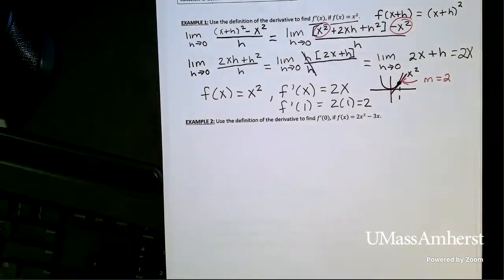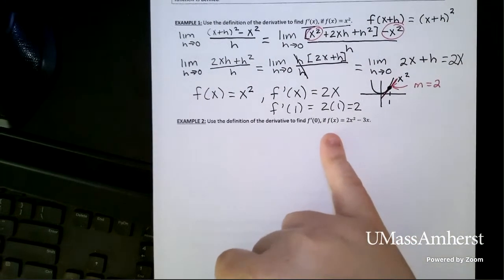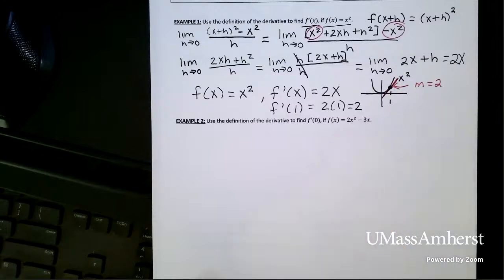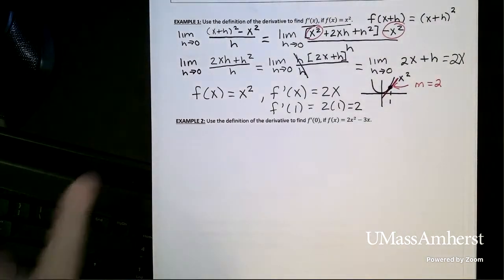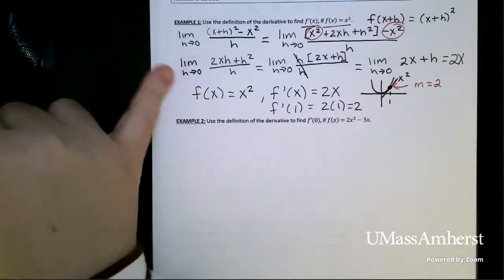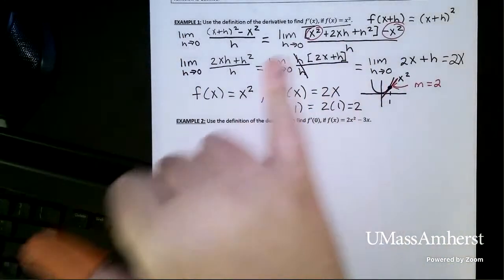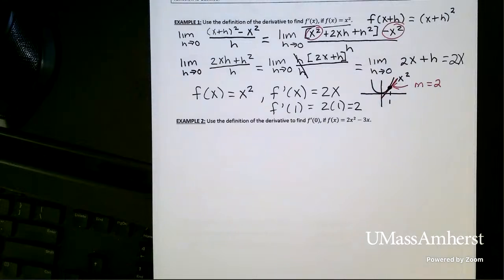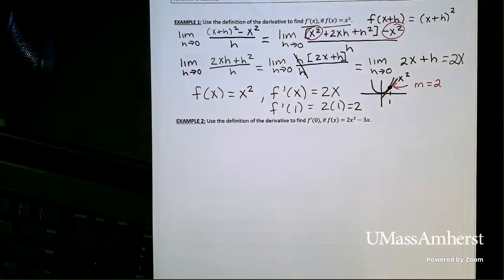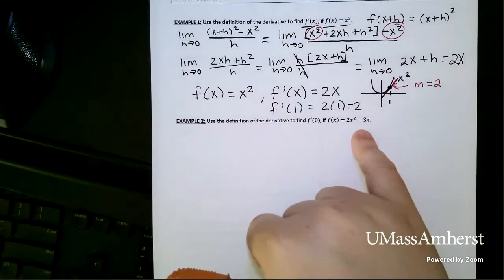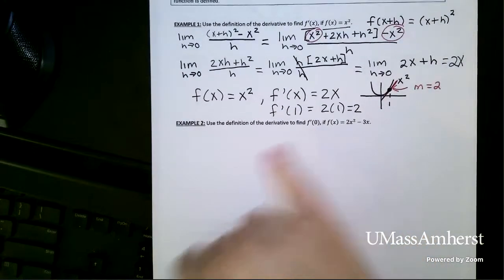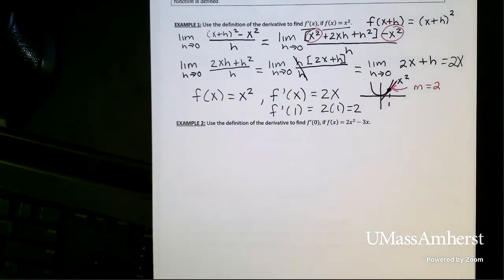So I'm going to have you try this next one, where our function is f of x equals 2x squared minus 3x. And I want you to set up the limit like I did here. I want you to simplify algebraically however you can, and then take the limit as h goes to 0. And once you have your limit, then you have your f prime of x for this function. And once you have that, I want you to plug in 0, like I did with the 1 here, to get the slope at 0.